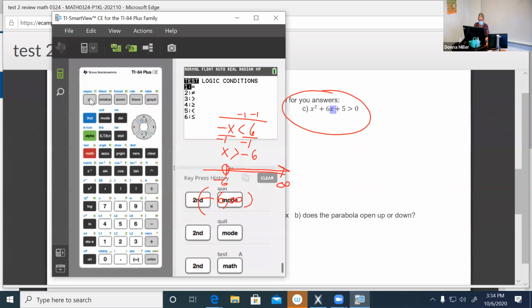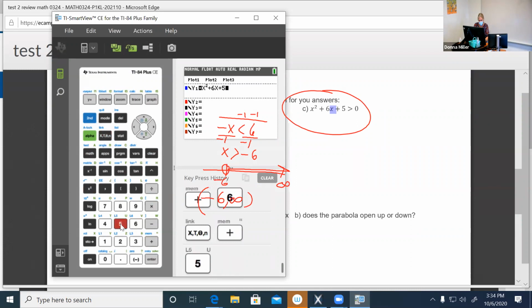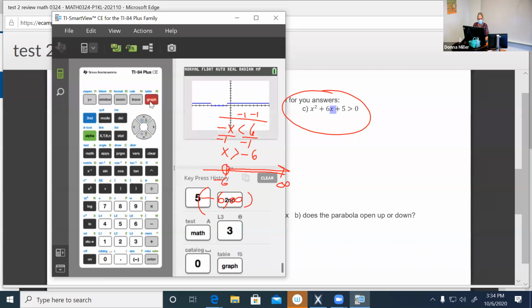I'll just type it in, x squared plus 6x plus 5. I'll just do the number line. It's greater than 0. So I'm going to hit that second math. Greater than is 3. So there's my number line. I can see this is where it's 1 solution.